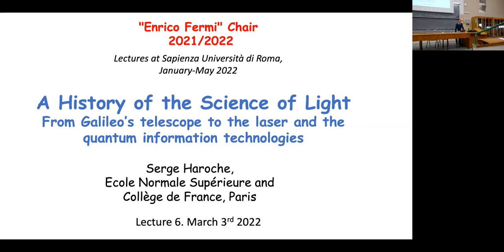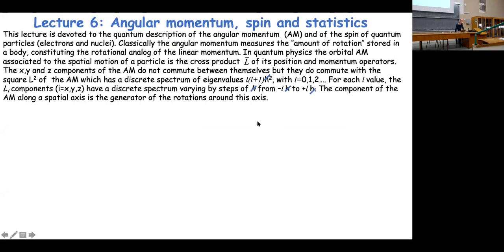So I will talk about the angular momentum. First, I will start by talking about what is called the orbital angular momentum. The angular momentum is the quantity which measures the quantity of rotation which exists in a body. It is analogous to the linear momentum. We know that the linear momentum describes the quantity of motion that you have in a body.